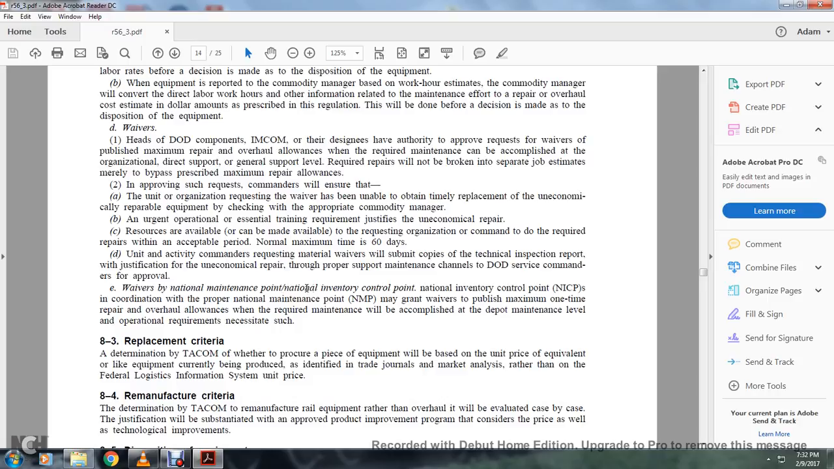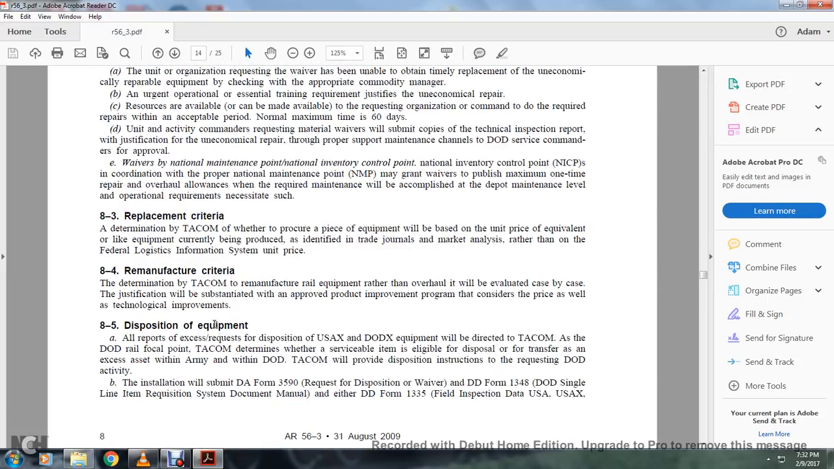Waivers are not national maintenance within the National Inventory Control Point, NICPs, according with the proper national maintenance points, NMPs. May grant waiver that published maximum one-time repair overhaul allowances required maintenance will accomplish for the depot maintenance level with the other operational requirements and necessities such as 8.3 replacement criteria. To determine the transportation agency command whether the procurement price for the equipment will be based on the unit price equivalent like equivalent currently being produced, identifying the trade journals market analysis rather than on federal logistic information system of the unit price.